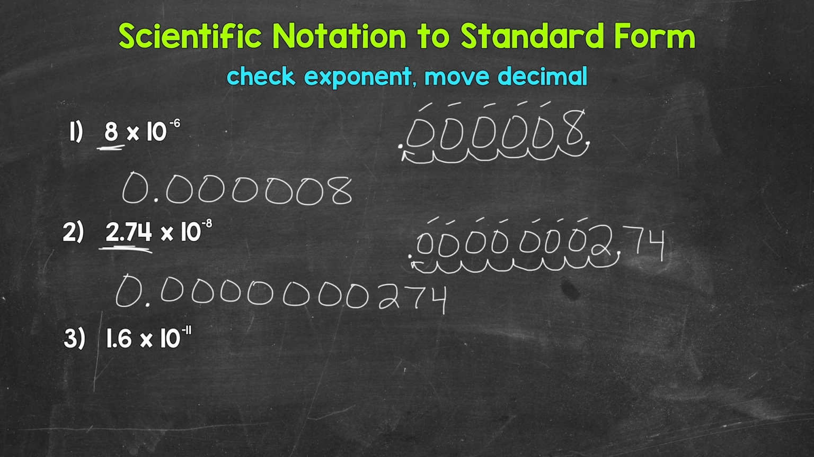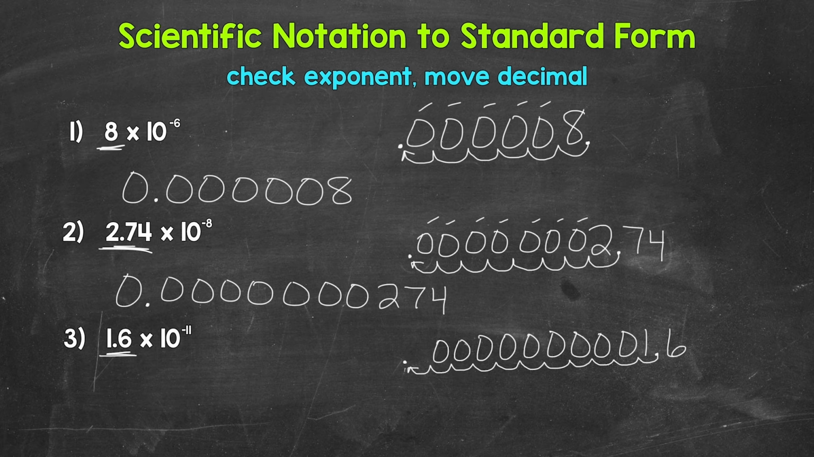Lastly, let's move on to number 3, where we have 1.6 times 10 to the negative 11th power. Let's start with 1.6 off to the side here. And then we have an exponent of negative 11. So a negative exponent here tells us we have a small number and we need to move the decimal to the left. We're moving it to the left 11 places. 1, 2, 3, 4, 5, 6, 7, 8, 9, 10, 11. And now we need some zeros. So let's fill those places, and that will give us our standard form here.